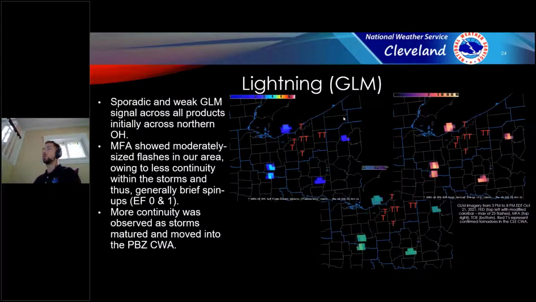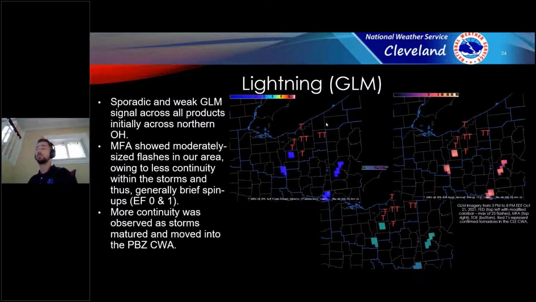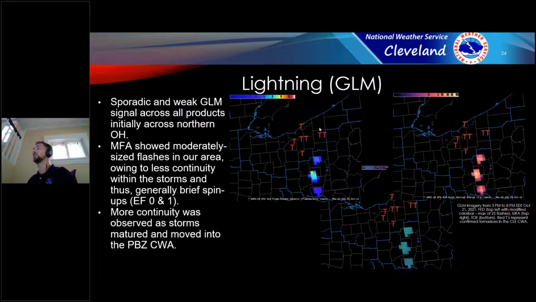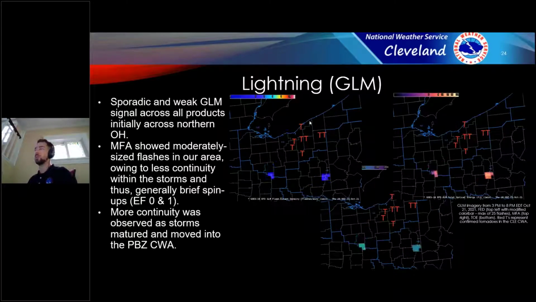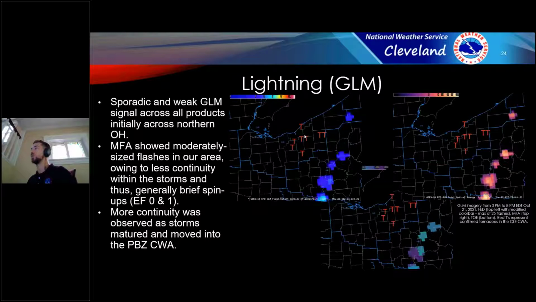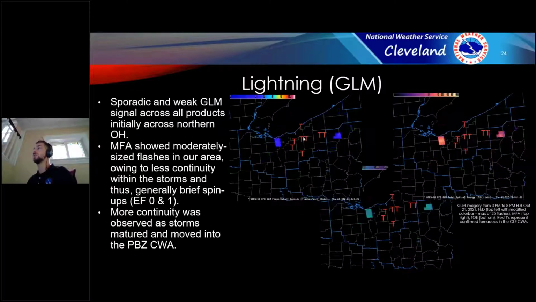So now we'll sort of go into some lightning products via the GLM. So I overlaid all the tornado reports in our area for this case. Now, at least in our area, the GLM, looking at these loops, did not seem to provide that much utility. You could argue that there was a brief signal, especially just south and east of the Cleveland area. But again, these signals were very sporadic and very brief.